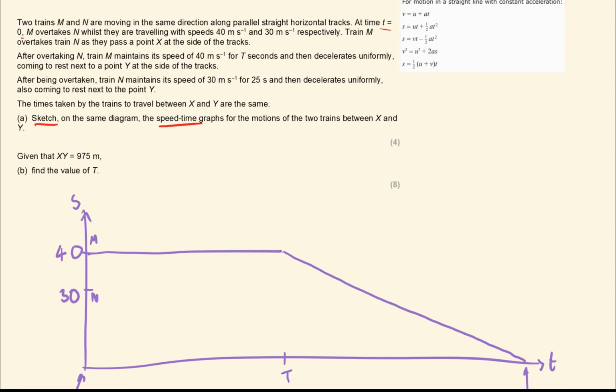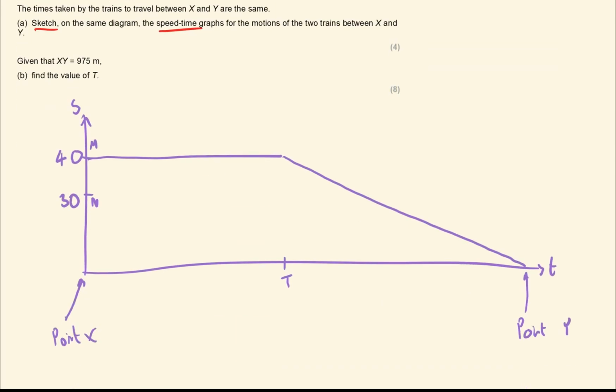Okay, after being overtaken, N maintains its speed for 30 meters per second for 25 seconds and then decelerates uniformly, also coming to rest next to the point Y. This is slightly more awkward because I haven't been told whether 25 seconds is bigger than or less than t. So let's just do it randomly, see what happens. Let's say it looks like that. Okay, that's a decent guess.